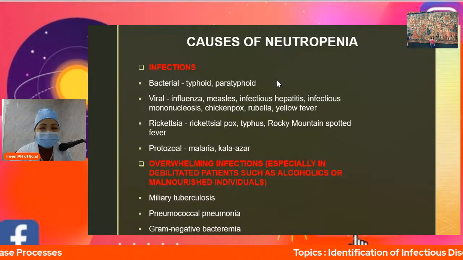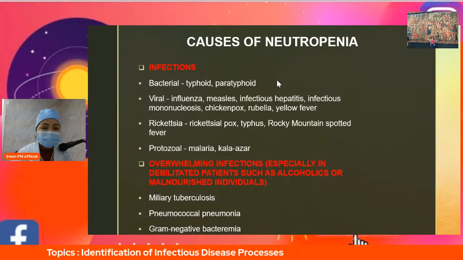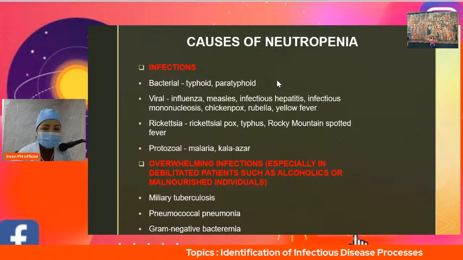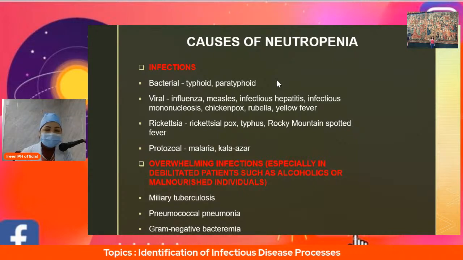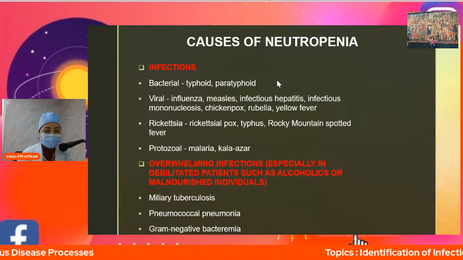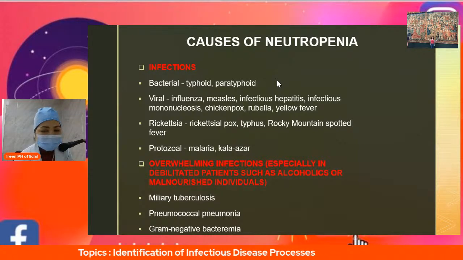Causes of neutropenia infections. Bacterial: typhoid, paratyphoid. Viral: influenza, measles, infectious hepatitis, chickenpox, rubella, yellow fever. Rickettsia: typhus, Rocky Mountain spotted fever. Protozoal is categorized to malaria and kala-azar.